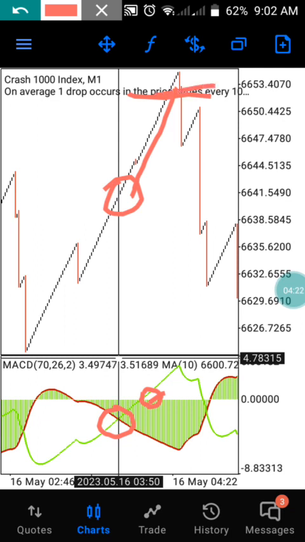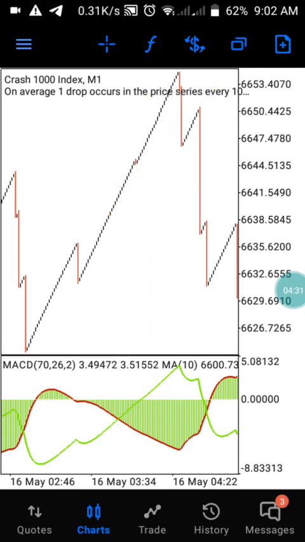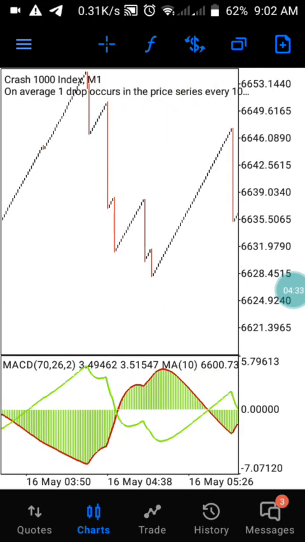You know how that is going to be. You can just open it with the lowest lot size, which is 0.20, and you can be trading this successfully anytime it is accurate with what we just explained in this video.